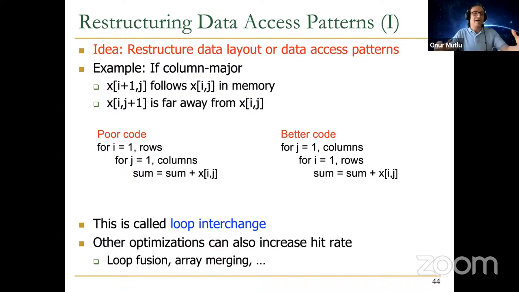For example, you can have two loops. One loop is going through one array. The array is huge, larger than your cache. Another loop is going through the same array again and doing something else. If you can merge those loops and do two operations at once and go through the array only one time, then you get better locality in your caches, clearly.